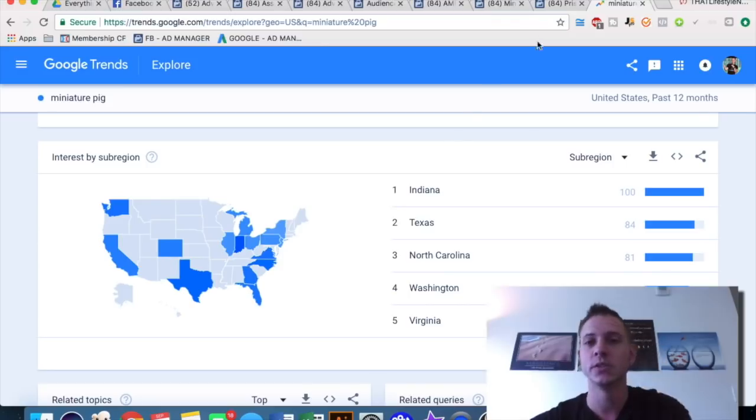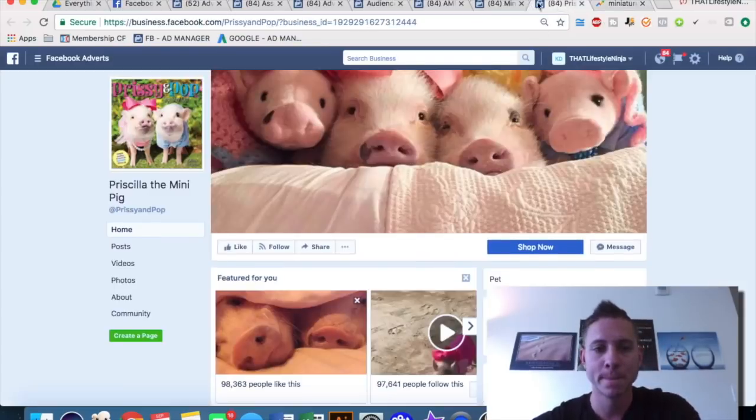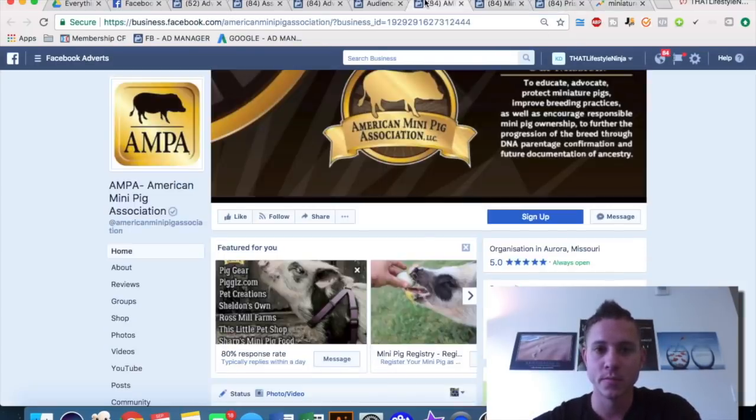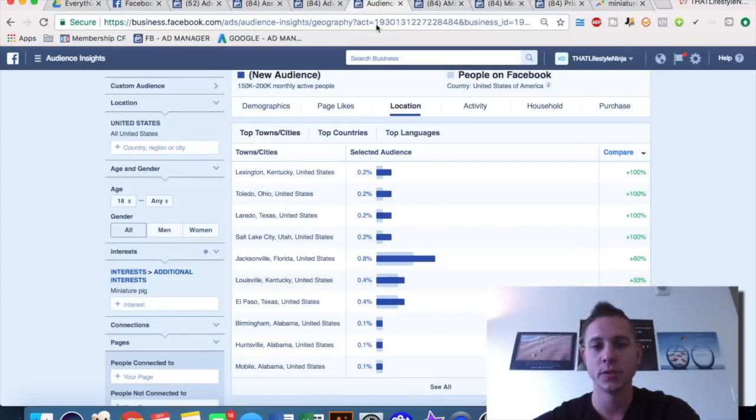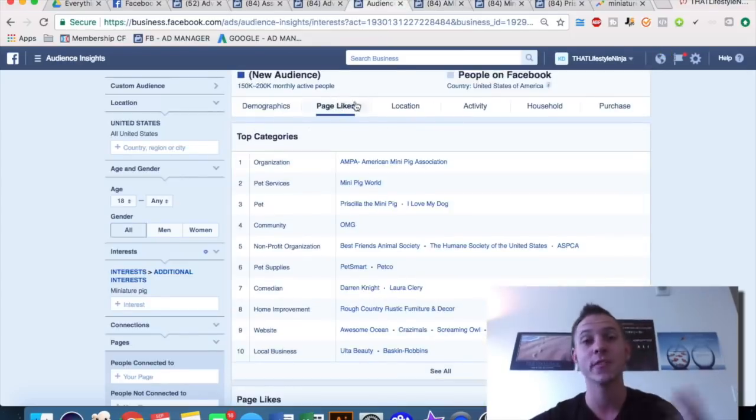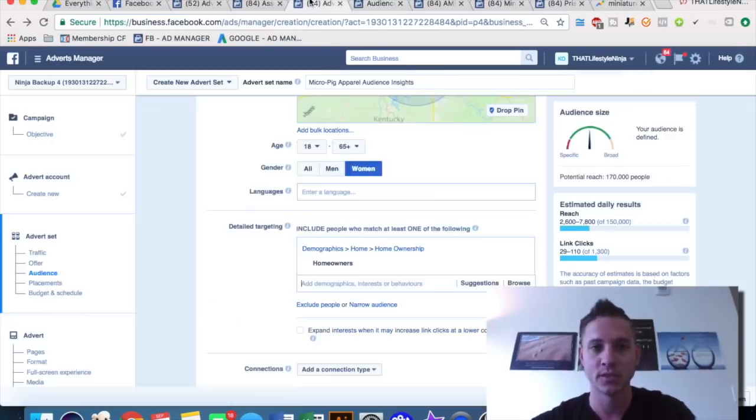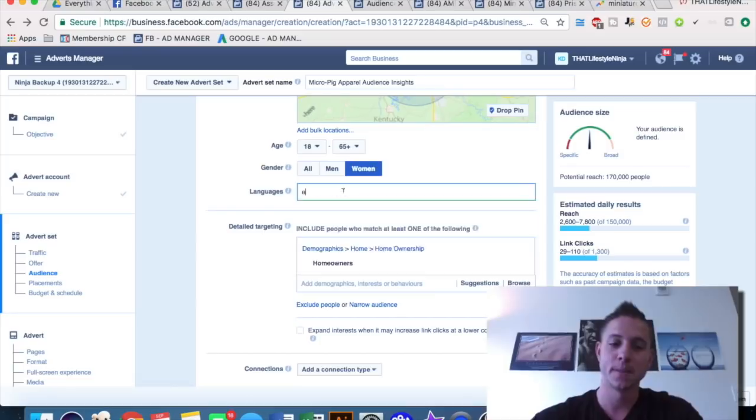So for now, we're just going to use subregions. We're going to use states here, and these 3 narrowers. So those are absolutely perfect, and I would never in a million years have found those miniature pig pages unless I had used Audience Insights, searched miniature pig in the interest, and then taken a look at the actual page likes themselves. So let's start to actually build this ad campaign.